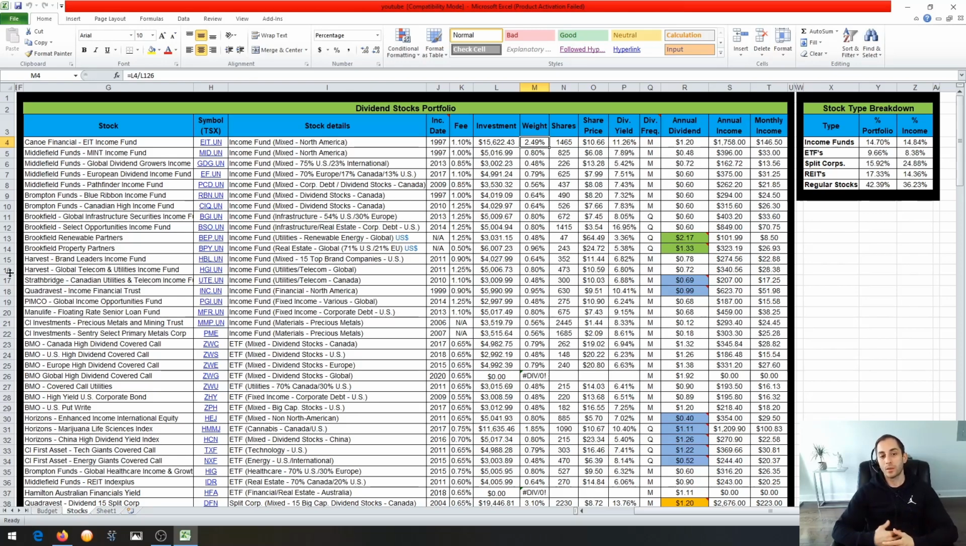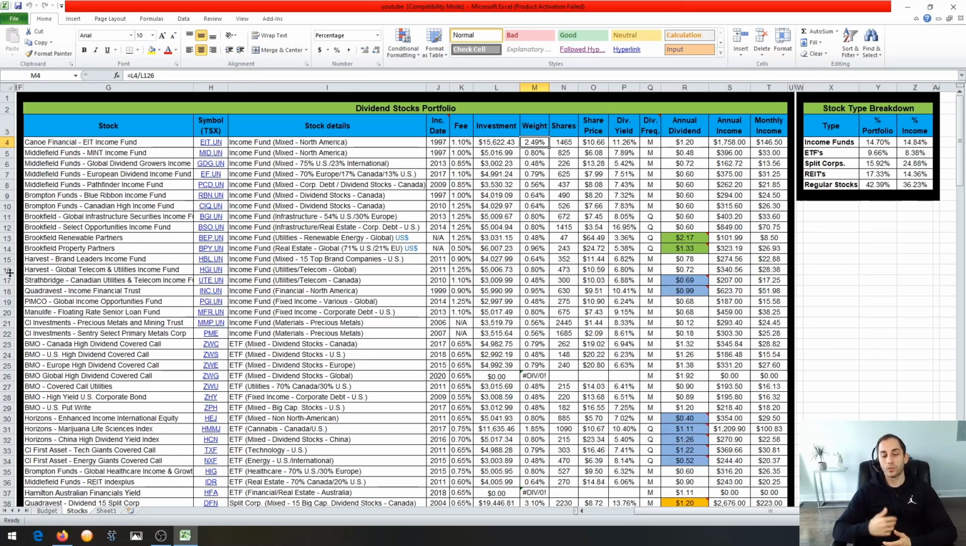Well, I'm showing it to you in a spreadsheet instead of directly from my brokerage account because my stocks are spread out between four accounts between my wife and I, so I can't really show it to you from the brokerage tool. So it's all consolidated in this spreadsheet.